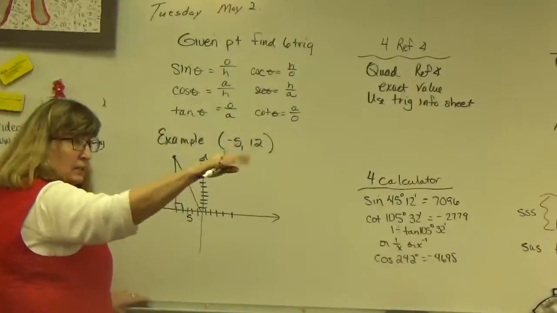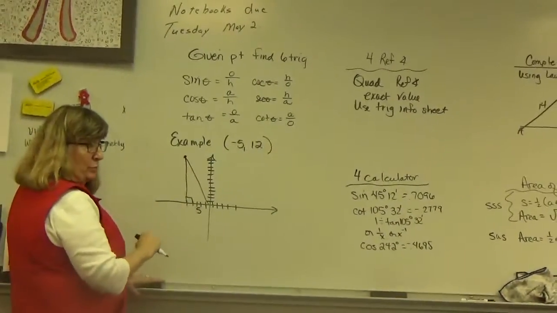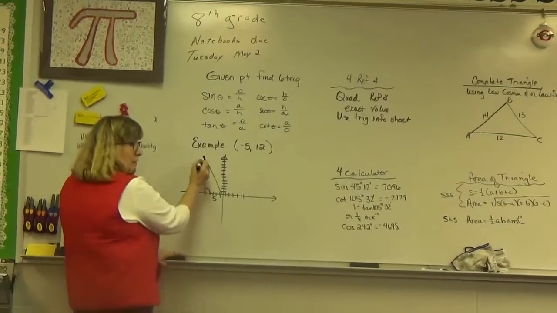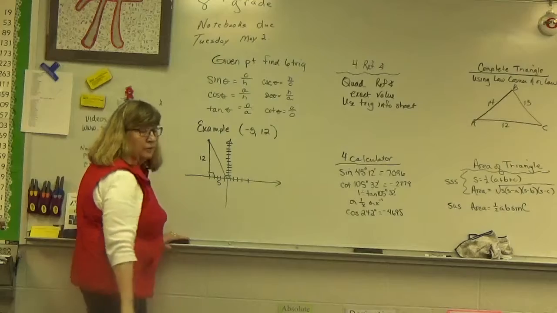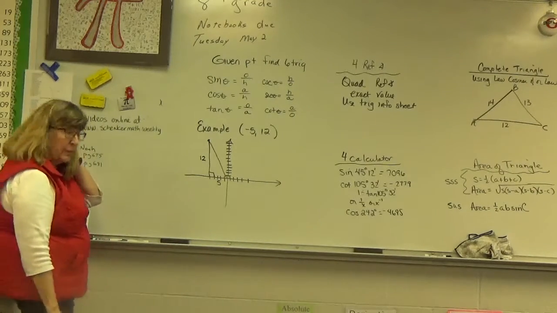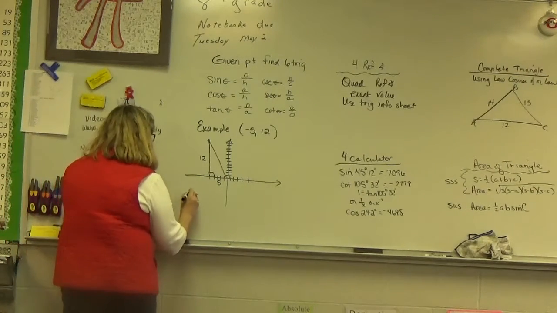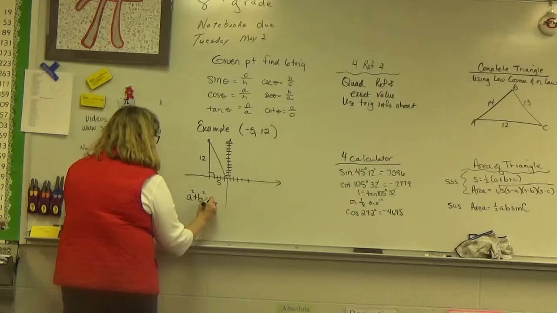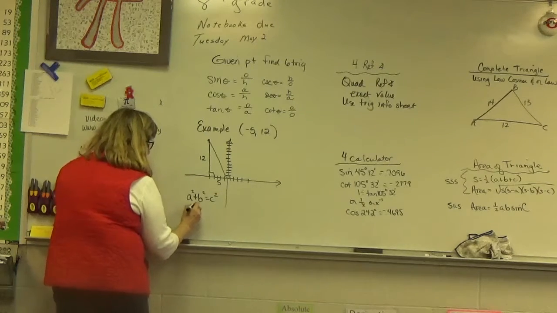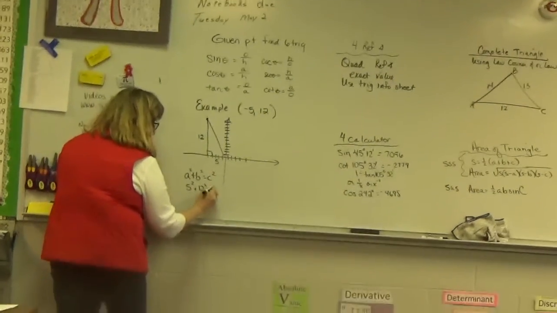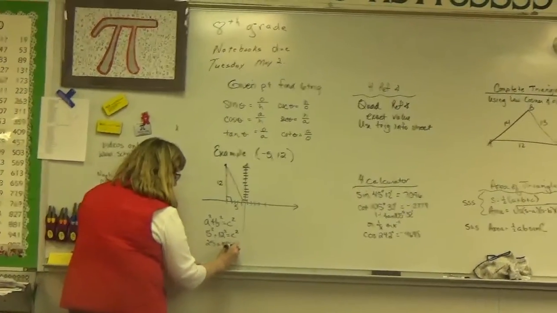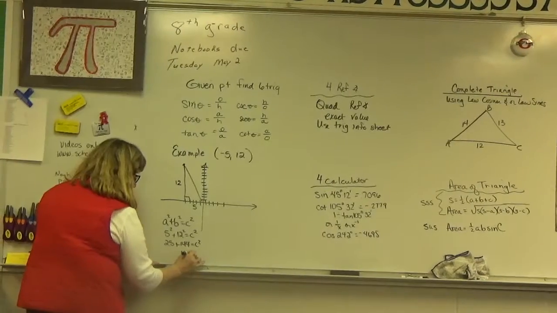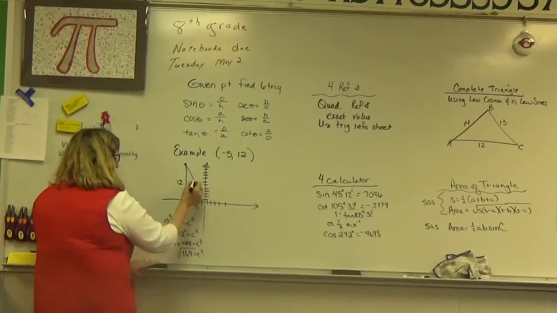5. Don't need the negative because it's a length. Length is neither, it's positive. What's this length of line? 12. And now, what do we have to do to find that hypotenuse? Pythagorean's theorem. So a squared plus b squared equals c squared. So we're going to go 5 squared plus 12 squared equals c squared. So 25 plus 144. So it'd be 13? Yep.